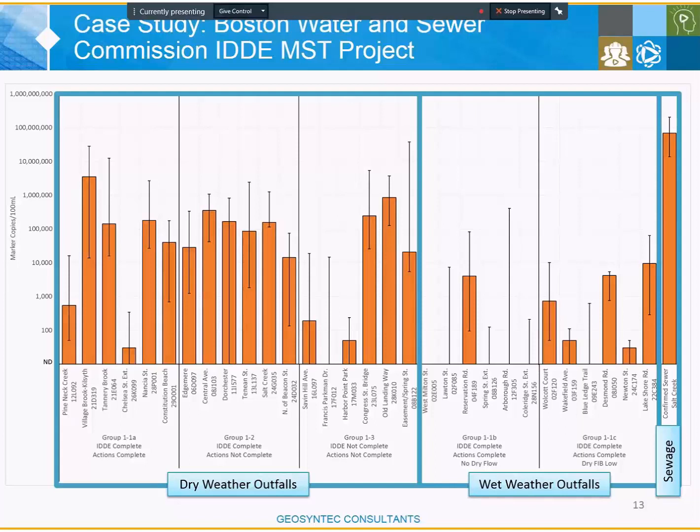But what they had no idea of was whether their progress over the past couple of decades has gotten them to a point where the remaining flows in their MS4 are absent sewage.